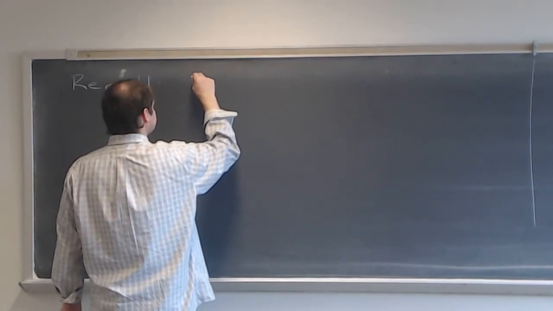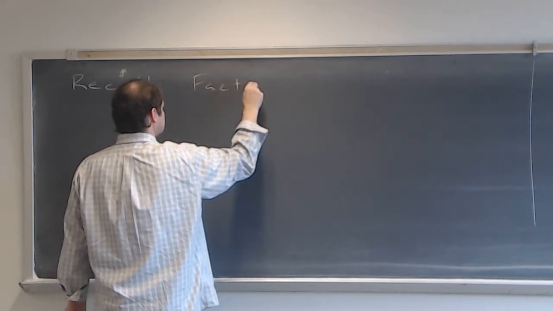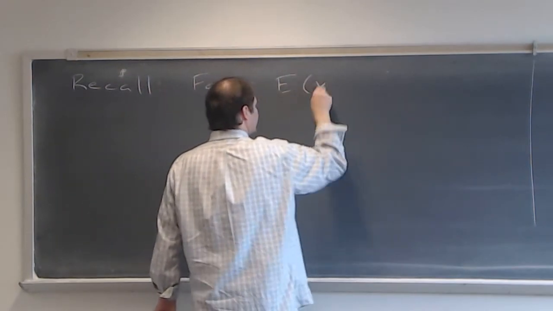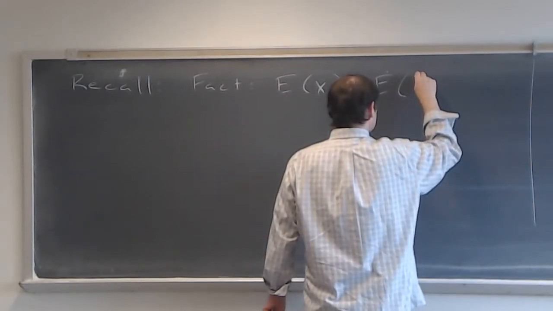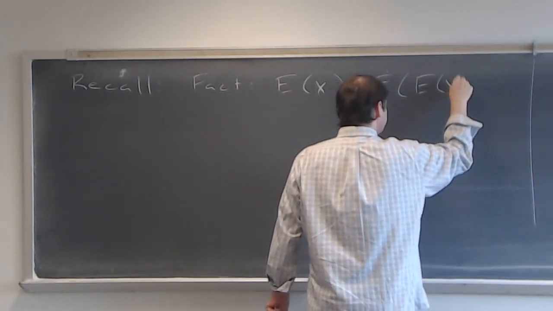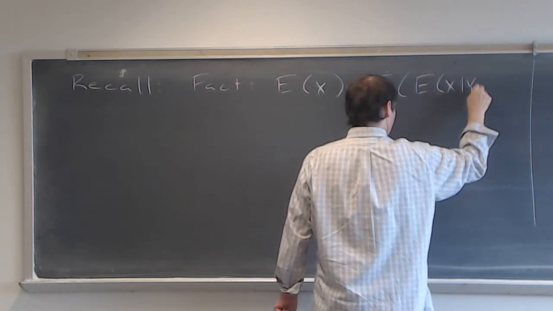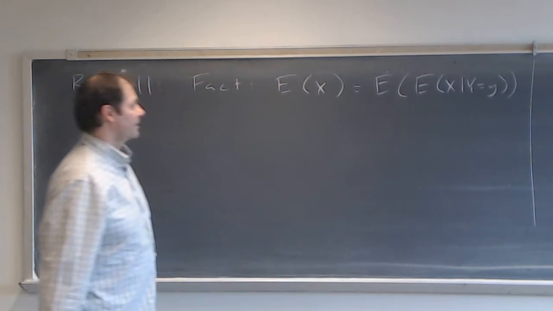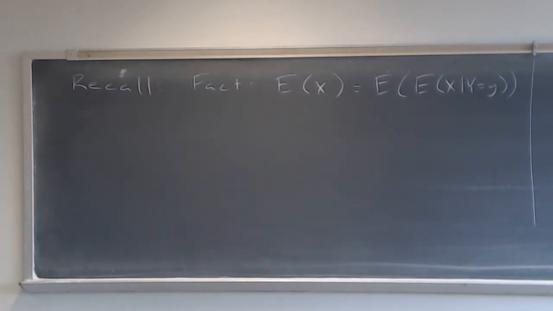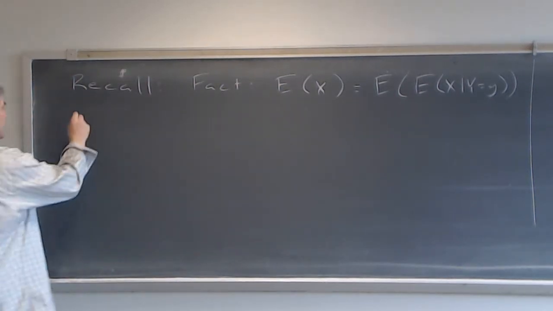So as a fact, the expected value of a random variable X is equal to the expected value of the expected value of X given Y equal to y. Okay. So let us use that in the following example.